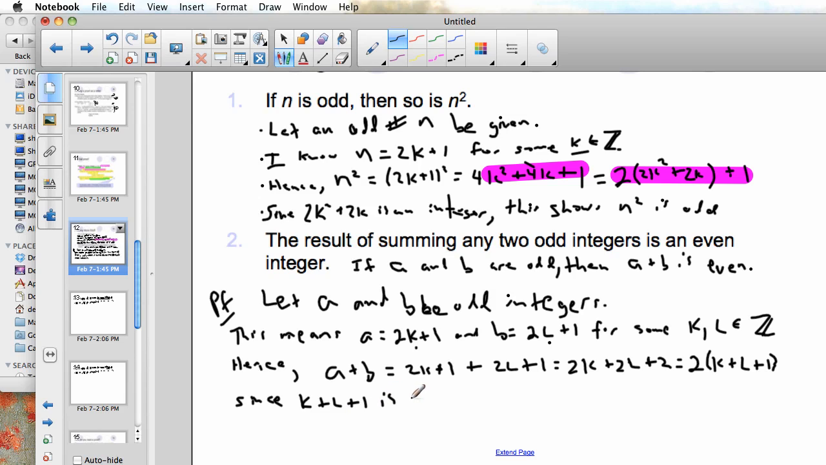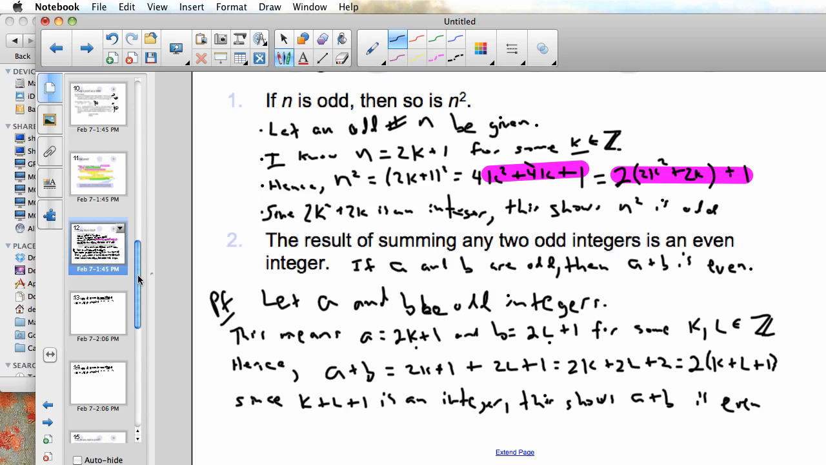So since K plus L plus 1 is definitely an integer, then this previous sentence shows that A plus B is even. Okay, so that's the way our proofs go.